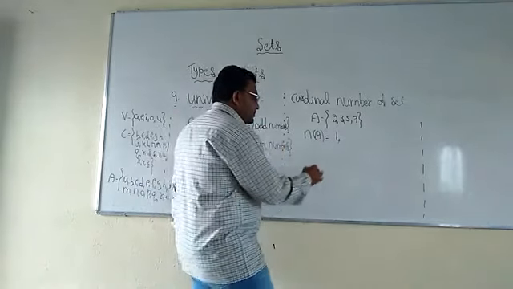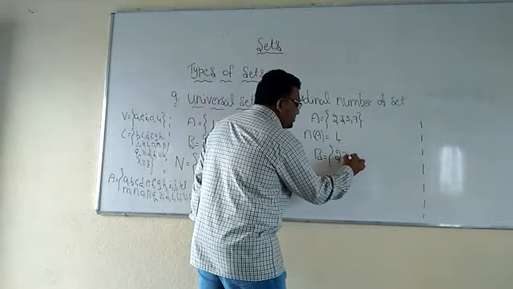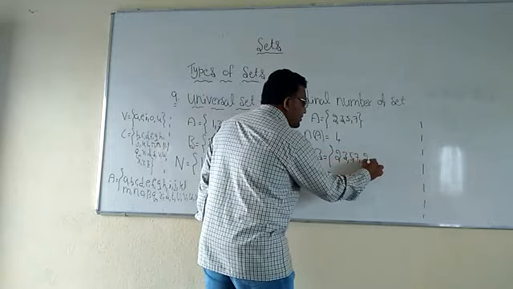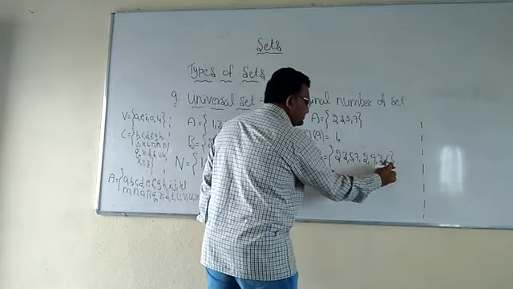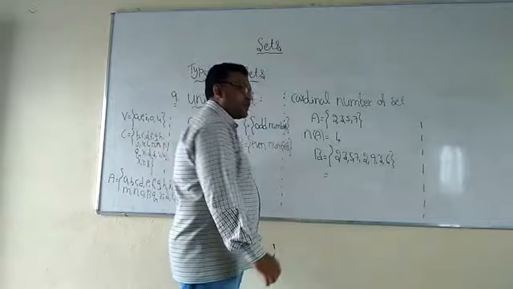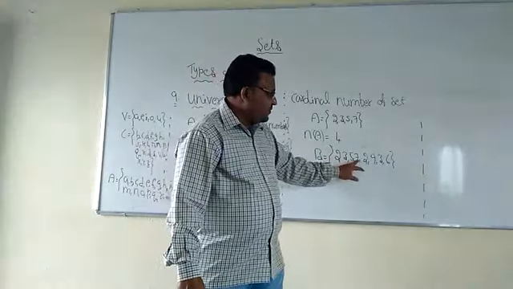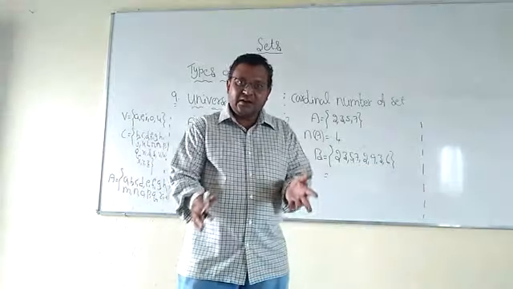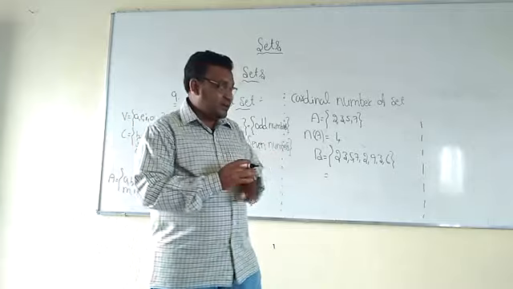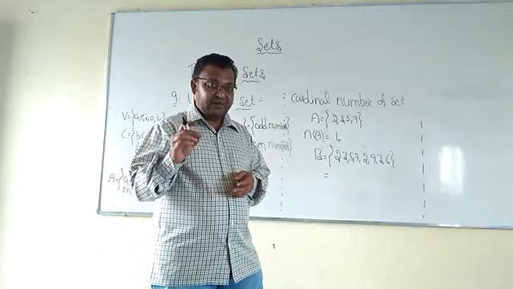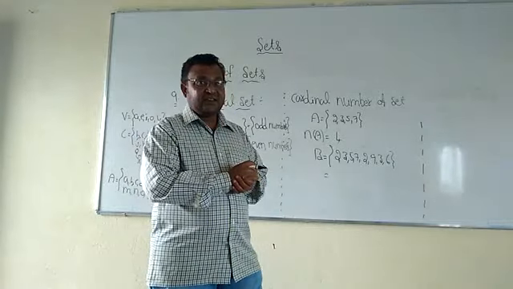And one more example, B: 2, 3, 5, 7, 2, 9, 3, 6. Now observe. Count how many elements are there. 1, 2, 3, 4, 5, 6, 7, 8. So the cardinal number is 8? No. I told in the definition of cardinal number only, the number of distinct elements of a set is called the cardinal number.